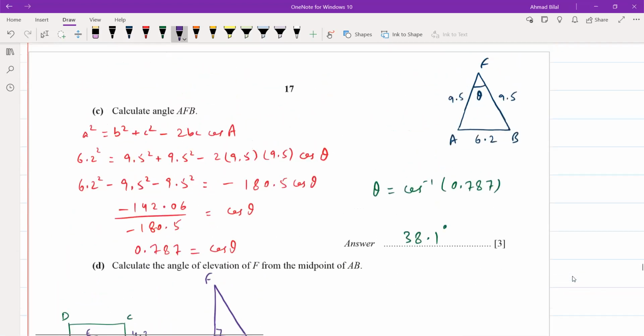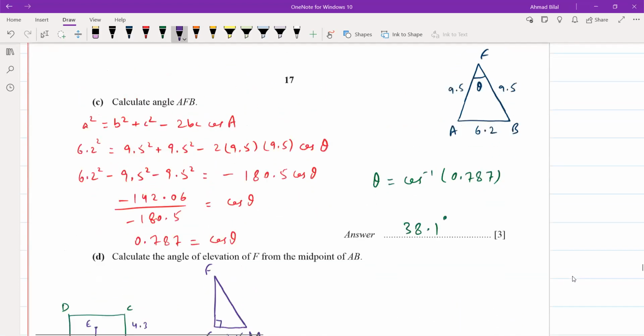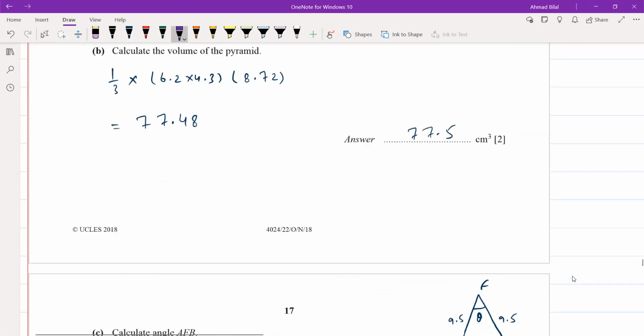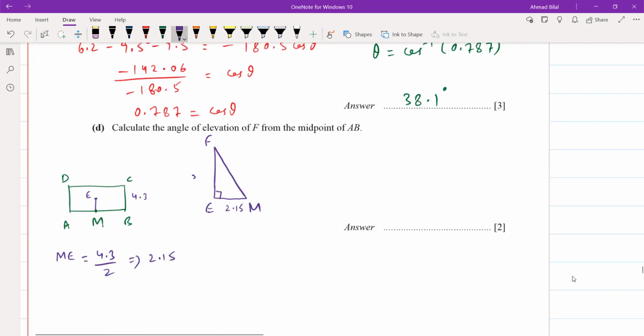क्या EF भी पता है? EF कितना था? It was 8.72. You also know this. This was 8.72. आपको angle of elevation चाहिए from M. M से आप खड़े होकर देखो F को, तो कितना आपको ऊपर देखना पड़ेगा? This is the angle of elevation. That's theta. ये theta find करना है. So you have perpendicular and the base. इसके opposite है, उसके साथ वाली side है. So tan of theta is equal to 8.72 divided by 2.15.